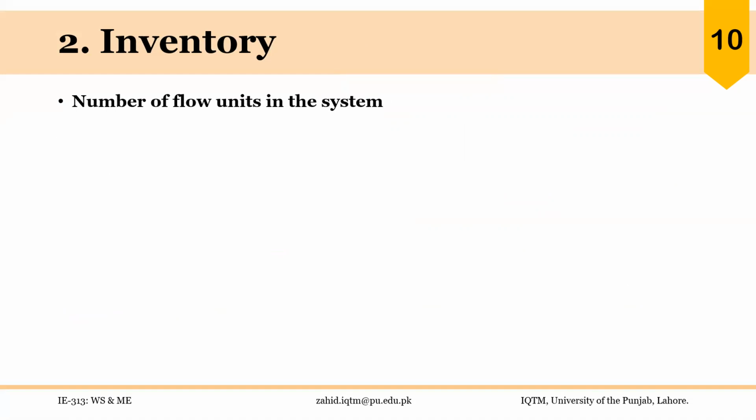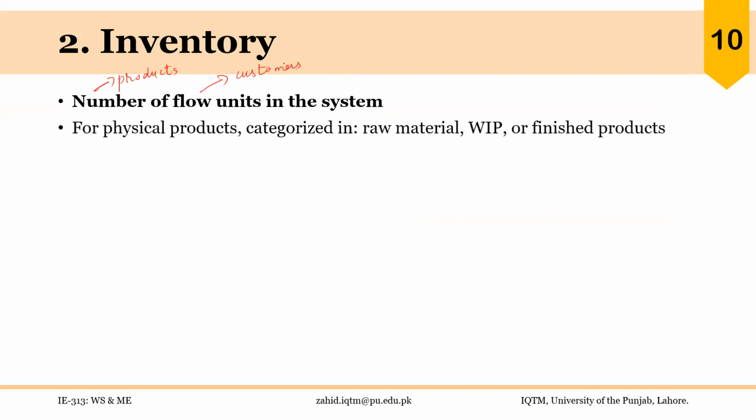Inventory is defined as the number of flow units in the system. So these are products or semi-finished items in the case of manufacturing organizations, number of flow units, and in the case of service organizations, these are the number of customers in the system. There are three types of inventory: raw material, work in process, and finished goods. And here we are more concerned about the work in process inventory. So we are targeting all three types of inventory, specifically work in process inventory, to be reduced.